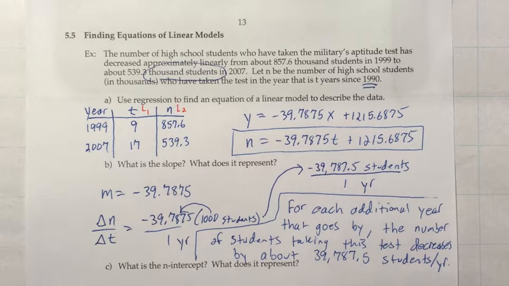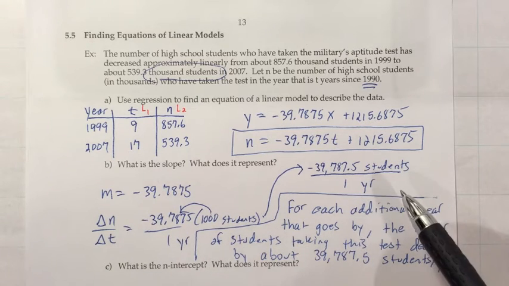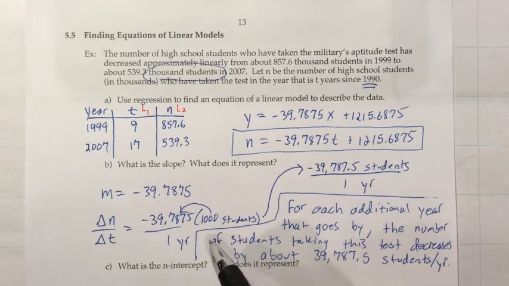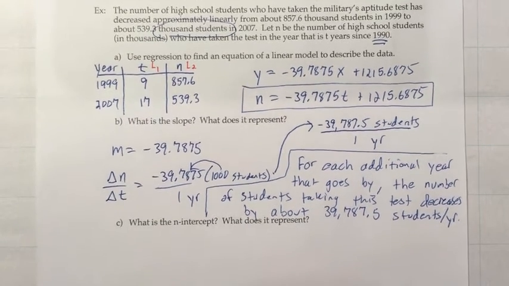All right, so remember when you're interpreting slope, think of it as change in output over change in input. The scratch work I think is very helpful. Include the units in there to help sort it out, but you haven't actually answered what does it represent until you get to this sentence part. All right, and then one more piece to finish off this problem. What is the n-intercept and what does that represent?